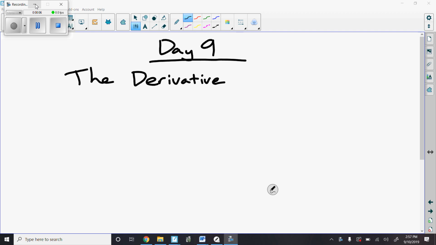Today we're looking at a massive topic in AP Calc. This will be our focus for the first half of the year: the derivative. Okay, a couple of things about the derivative. Let's relate it back to something we know, right? Slope.